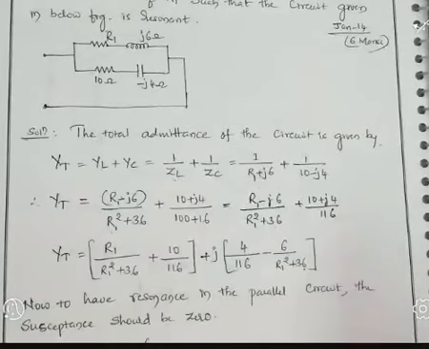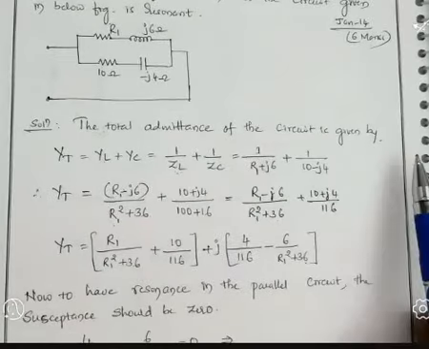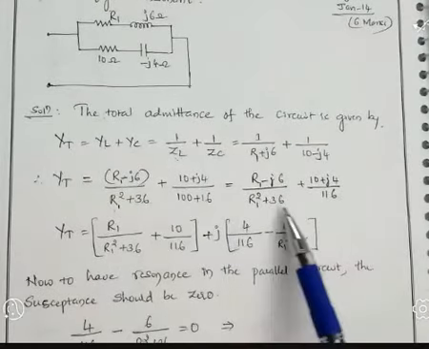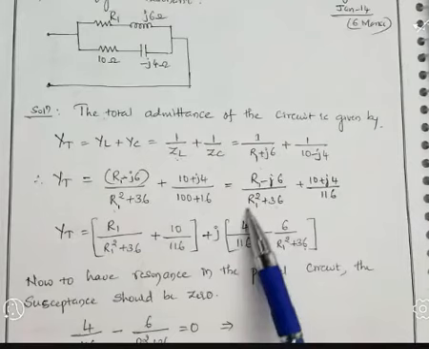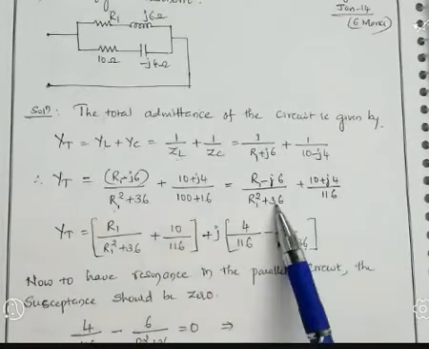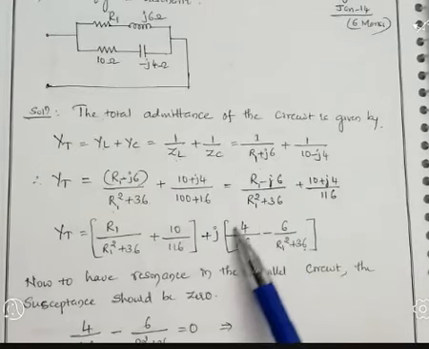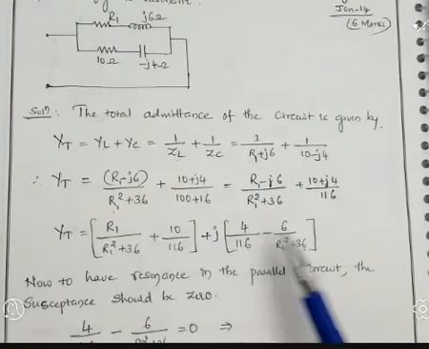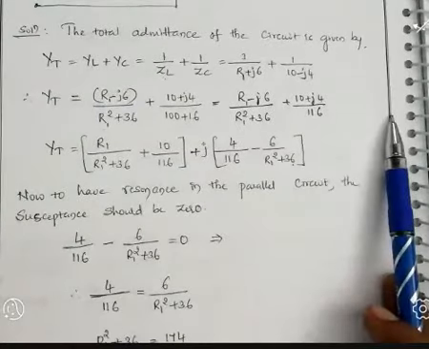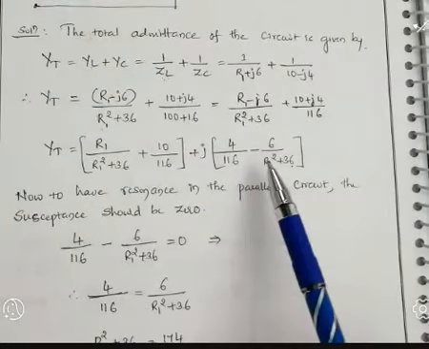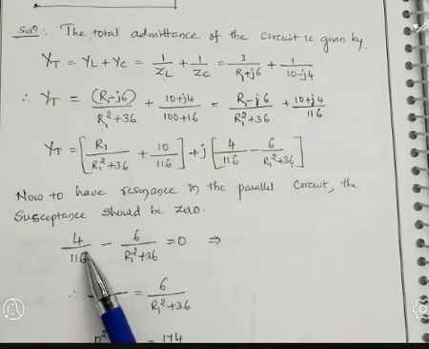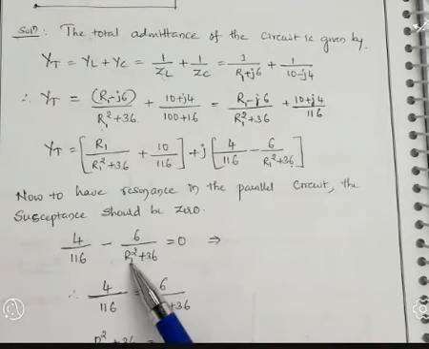And as per resonance, we know that at resonance the susceptance, or we can say the imaginary part, becomes 0. So the values present in this square bracket are equated to 0. As per the statement of resonance, I am going to equate this term to 0, that is 4 by 116 minus 6 divided by R1 square plus 36 equals 0.